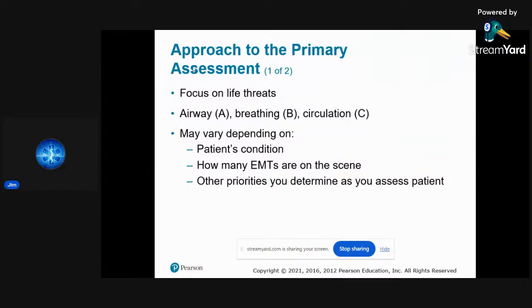Okay, so the entire job of the primary assessment is to focus on life threats, which means we're going to find life threats and treat them. And we will never move past that until we get them treated. So sometimes the entire call that you're on or run will be focused on this primary assessment and taking care of life threats, right? We start talking about primary assessment. We'll talk about ABCs, the airway, breathing, circulation. And these may vary depending on the patient's condition, how many EMTs are on scene, and other priorities determined as you assess the patient.